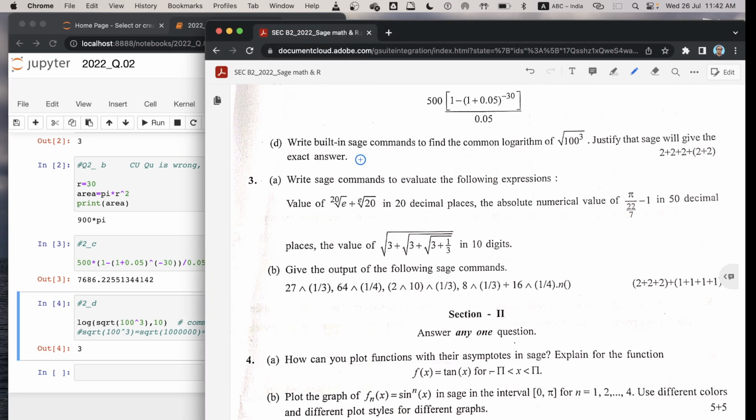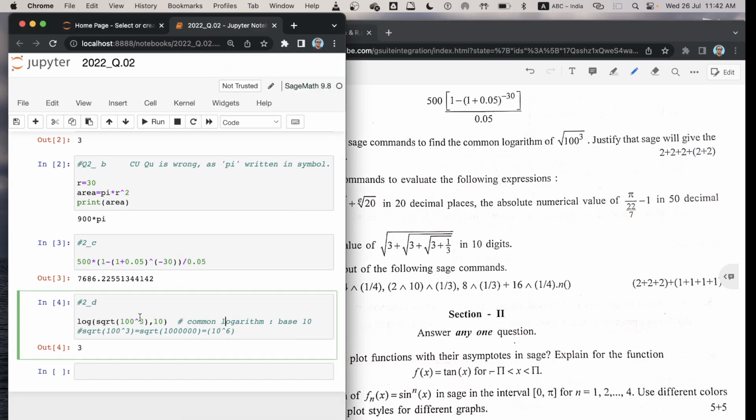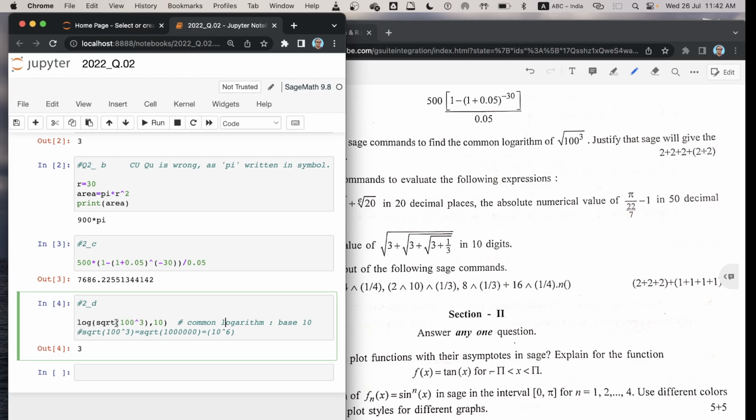Question 2d. Write a built-in Sage command to find the common logarithm of square root of 100 cube. Justify that Sage will give the exact answer. Here the answer is log(sqrt(100^3), 10). Here the comma 10 gives the base 10, and logarithm with base 10 is the common logarithm. So the correct answer is 3.